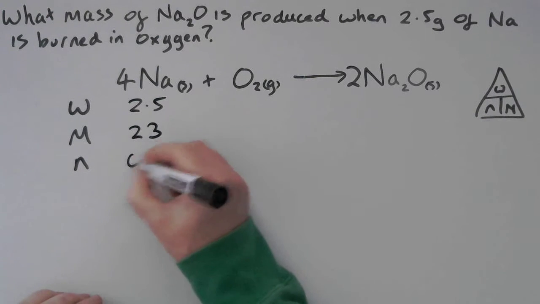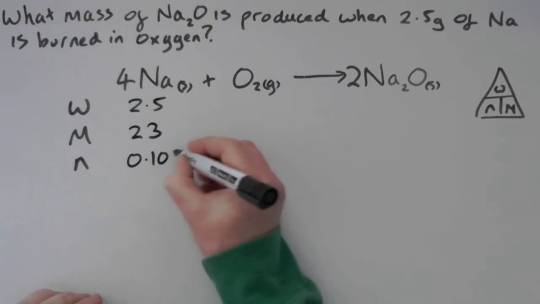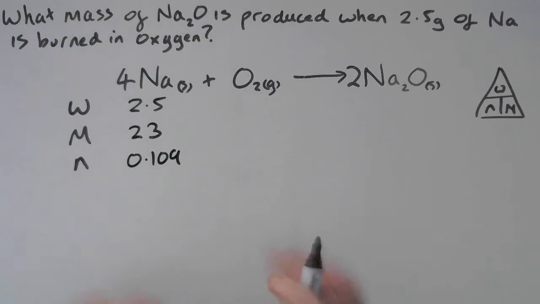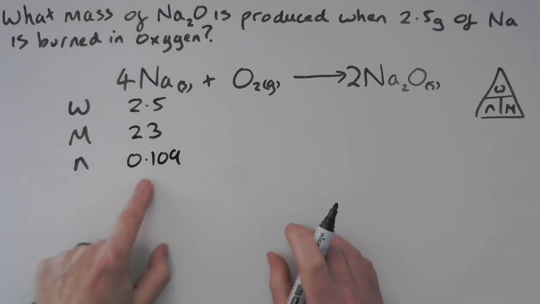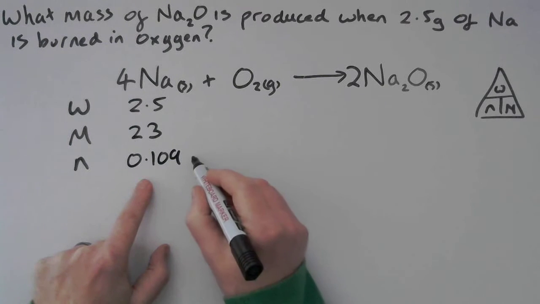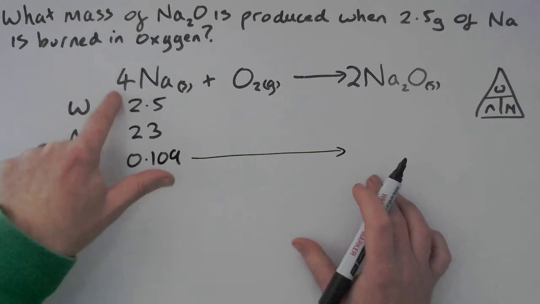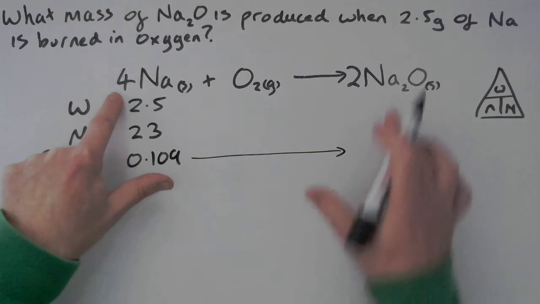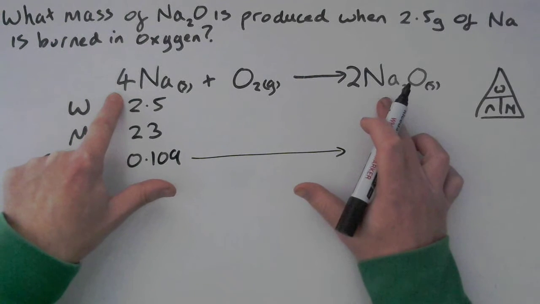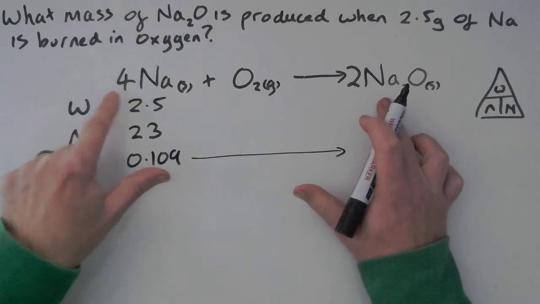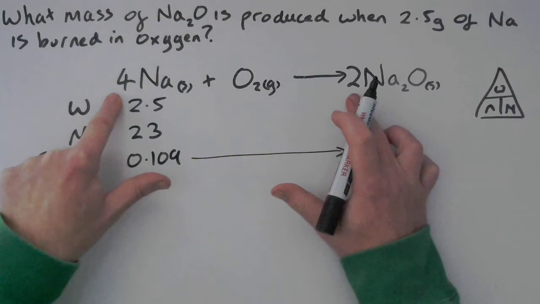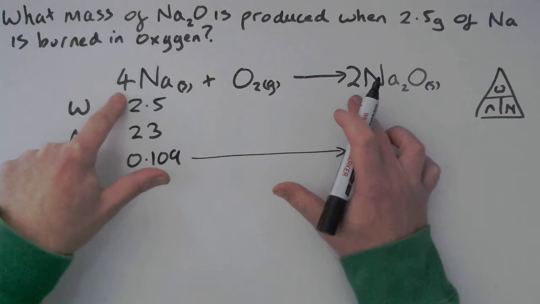That gives us 0.109 moles of sodium. So we've figured out the number of moles of sodium. What we need to do now, using the equation, is look at the ratio between the number of moles of sodium going in and the number of moles of sodium oxide coming out. What we see here is a 4:2 ratio, in other words, a 2:1 ratio.